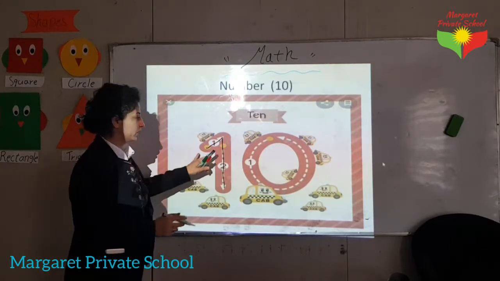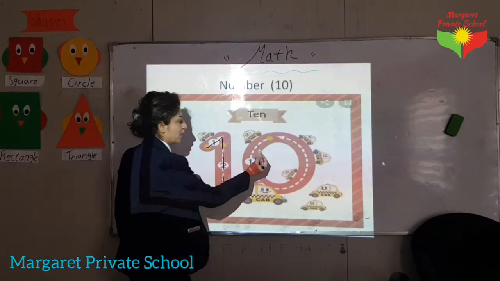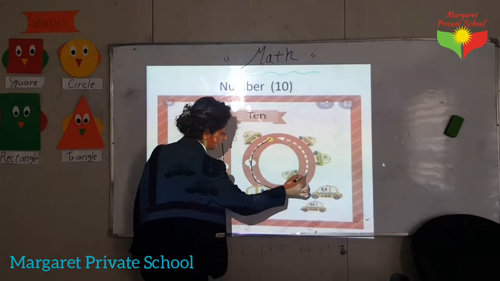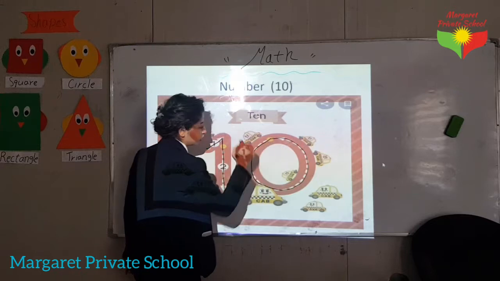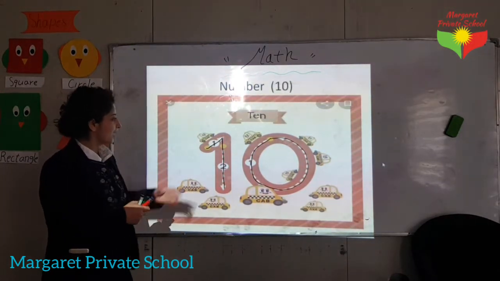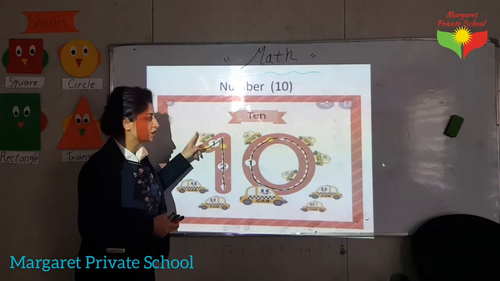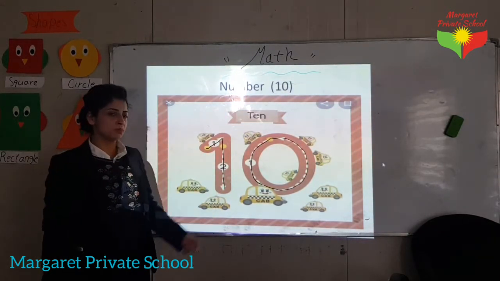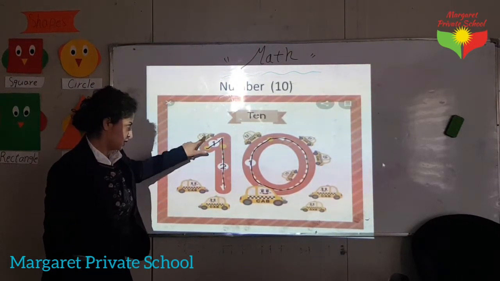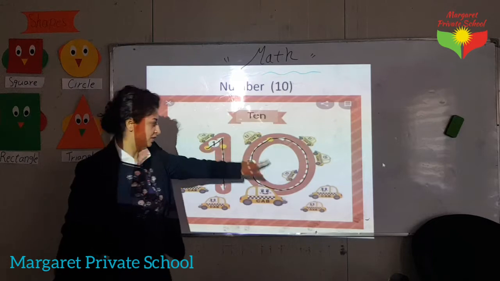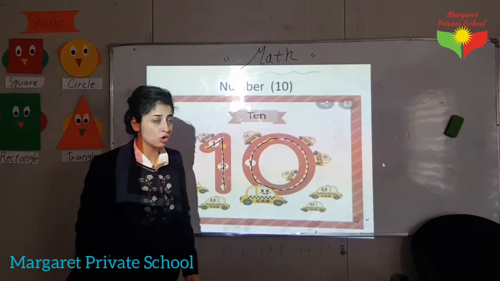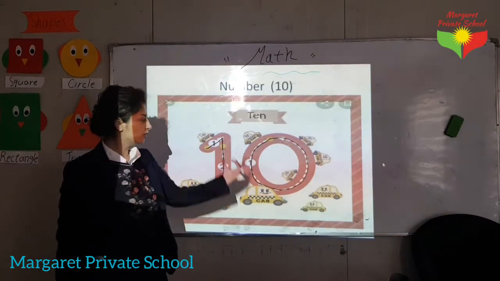Let's start from here and finish it from here. This is number 10. How many taxis do you see? Let's count. 1, 2, 3, 4, 5, 6, 7, 8, 9, 10. So we have 10 taxis here.